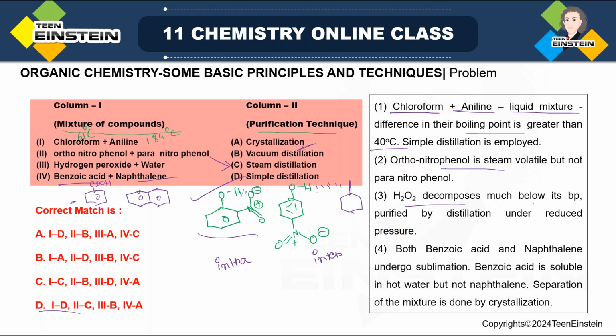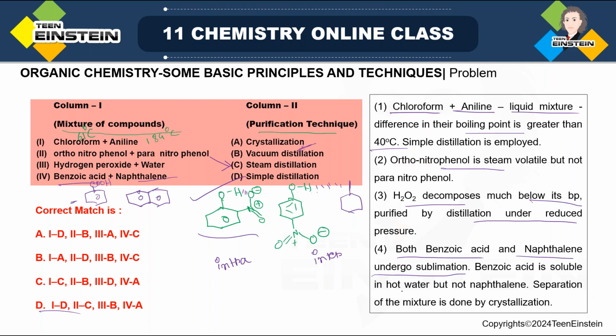H2O2 decomposes even before reaching its boiling point. So we know when we have a very sensitive compound, where just before its boiling point there is a chance of decomposition, or a very high boiling point compound, we can use vacuum distillation. These are the situations where we use vacuum distillation. So in this case we will use vacuum distillation, or you can say distillation under reduced pressure. And the last one, both benzoic acid and naphthalene undergo sublimation.